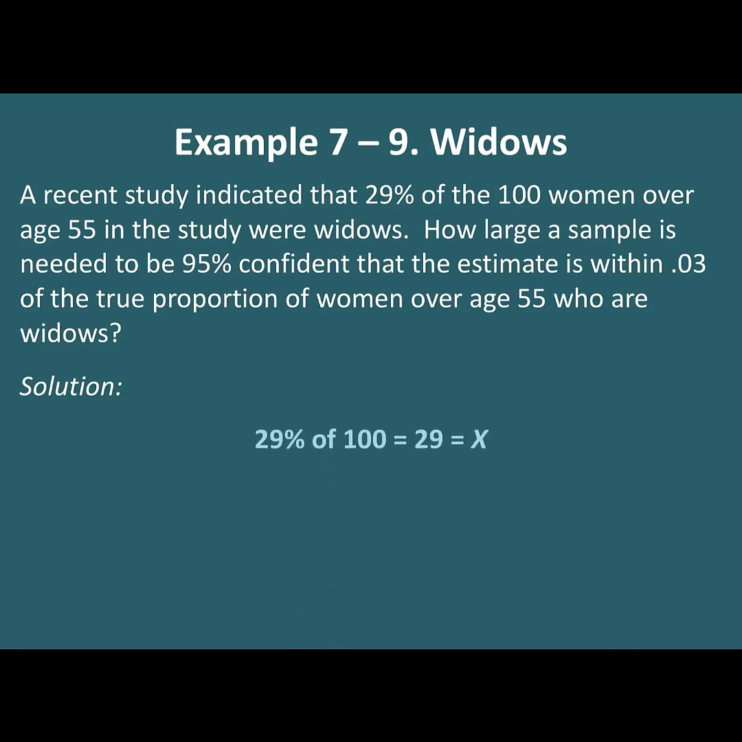We will note here that 29% out of 100 is a pretty simple 29. So we're going to go ahead and use x equaling 29 as our number of successes. Keep in mind, success here doesn't necessarily mean a good thing, as being a widow generally is not a good thing. It just so happens to be the event that we're looking for. That is to say, there are 29 widows in this group of 100 women. So in that case, p hat is going to be 0.29, q hat will be 0.71.